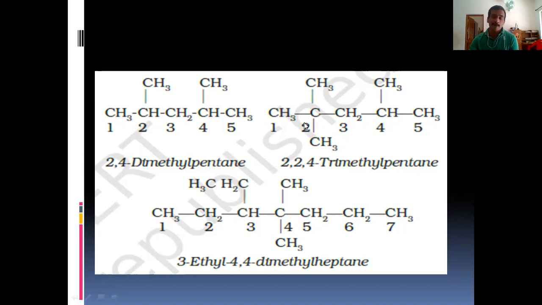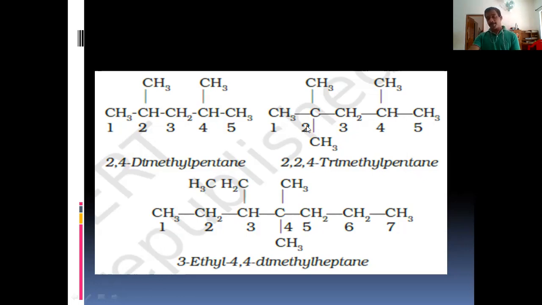So when we apply the lowest sum rule, 2 plus 2, 4, plus 4, 8, you will get 8. And if you start numbering from this side, what happens? 1, 2, 3, 4. Only one substituent in the second carbon atom. 2 plus, here 2 substituents, 4 plus 4, 8 plus 2, 10. So when you start numbering from this side, the sum is 10, and if you start numbering from this side, the sum is 8. So which is preferred? This one is preferred. Numbering from this side is preferred.